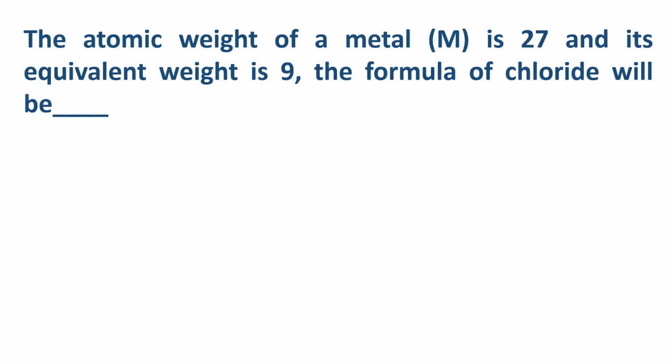Next, let's go through the next problem. The atomic weight of the metal is given as 27. Its oxide equivalent weight is 9. What is the formula of chloride? What will it be? So now you calculate, or shall I? Practice it. I'll give you 1 minute for calculating.